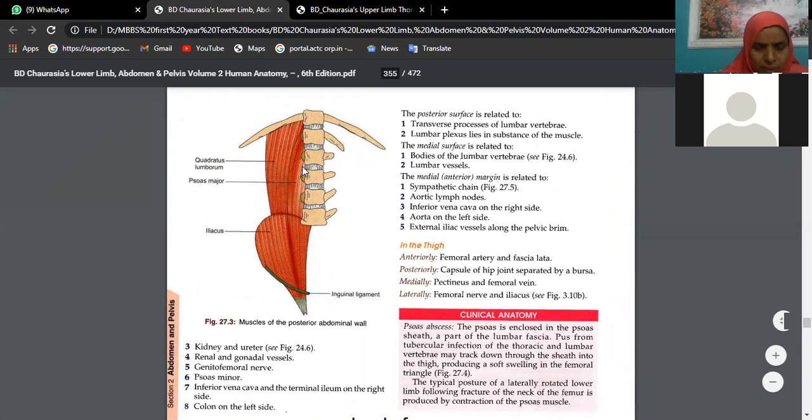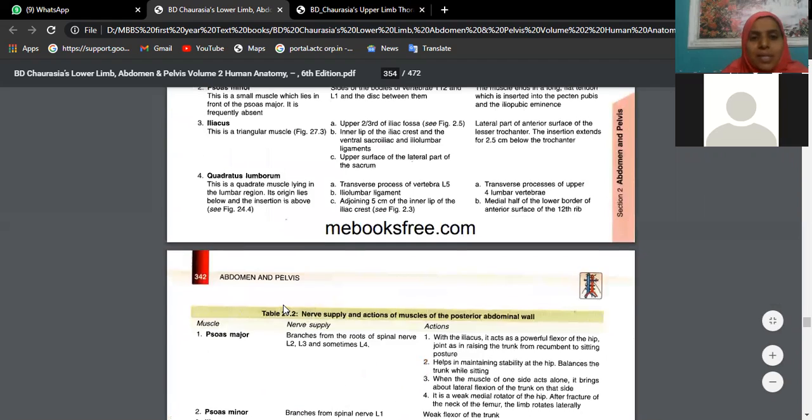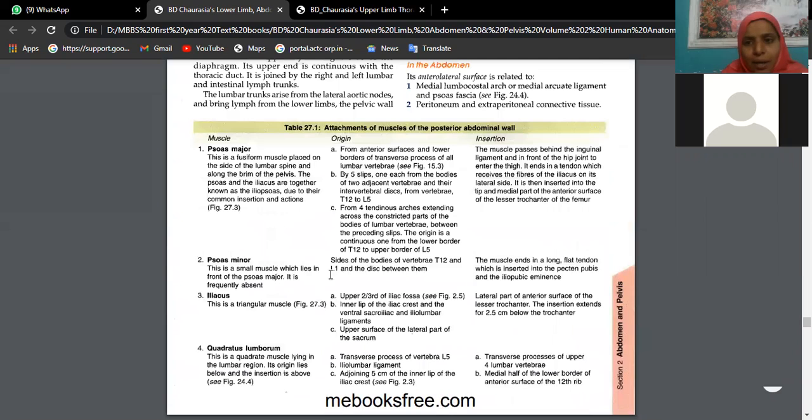Okay, and also from the transverse processes of the lumbar vertebrae. You will see the origin of this muscle. It joins with the psoas tendon, and both of them form iliopsoas. Do you remember iliopsoas, which gets inserted into the lesser trochanter of the femur? Okay, so this is psoas major.